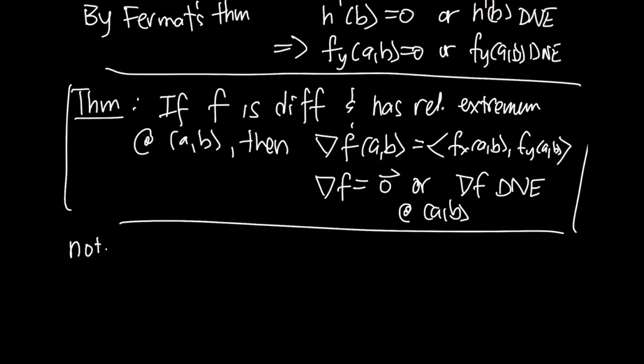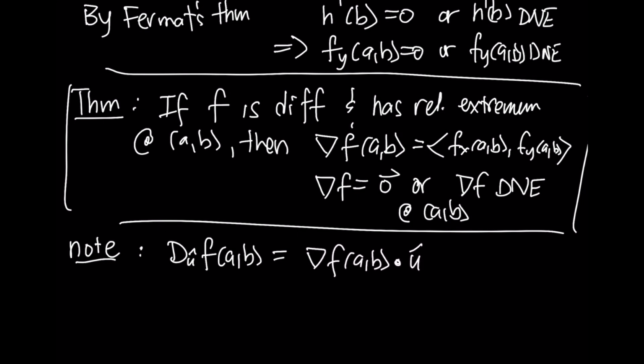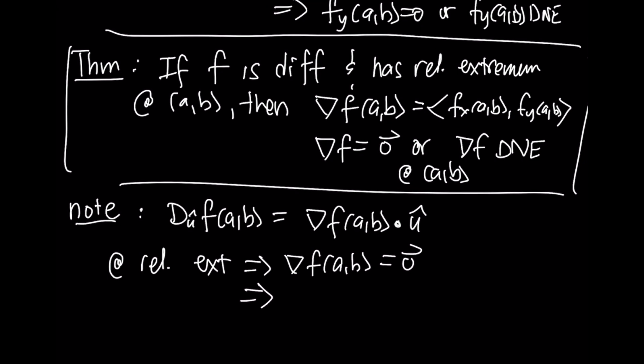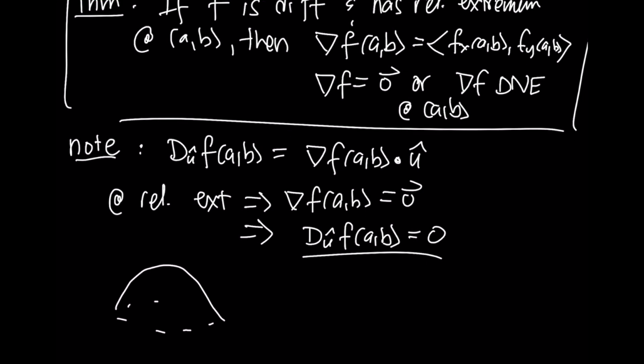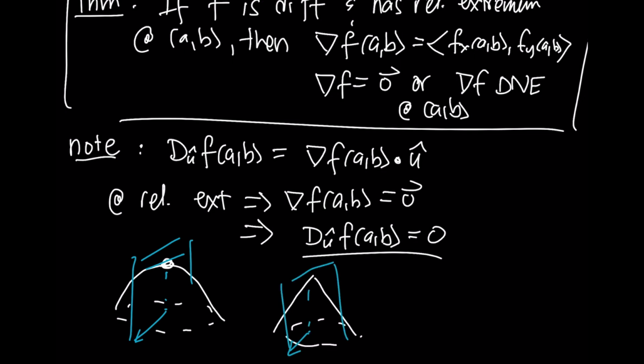Now note, the directional derivative of your function at some point AB was simply defined as the gradient at that point dotted with the unit vector at that point. At a relative extremum, you know that the gradient has to be equal to the zero vector, and that implies then that the directional derivative of your function at that extreme point must also be zero. What this is telling you is if you have a relative maximum or minimum, you can choose any direction to move in. Either the derivative must be flat there, or it must not exist. So for example, you could have a cone where you've got some direction to move in. If you were to draw a plane here, the derivative doesn't exist.